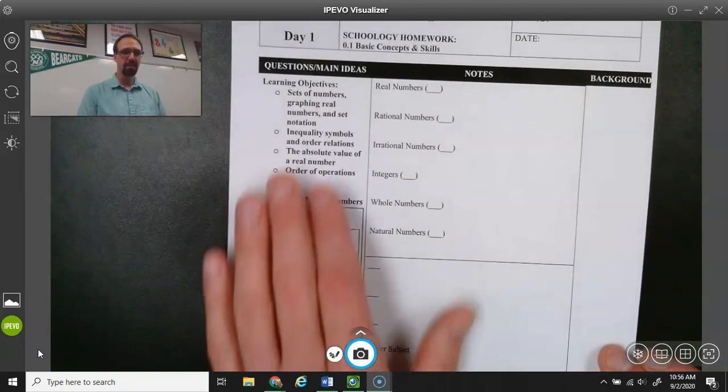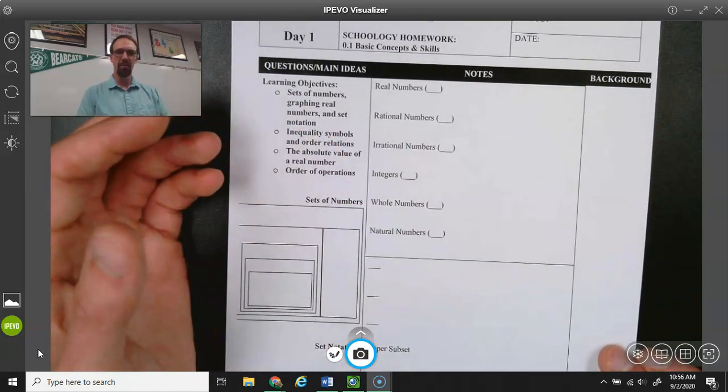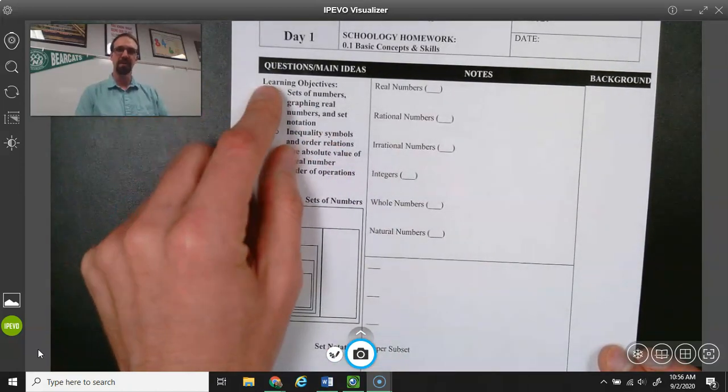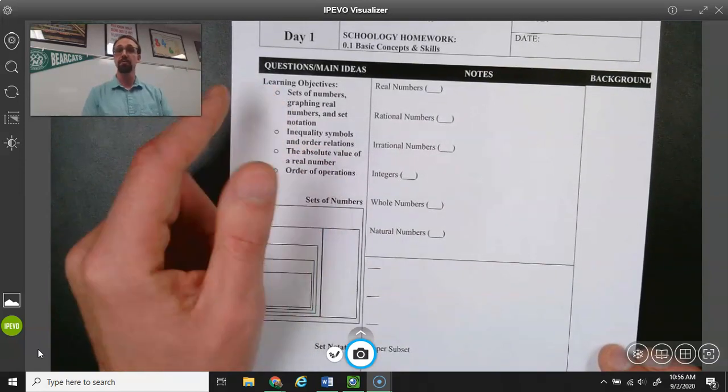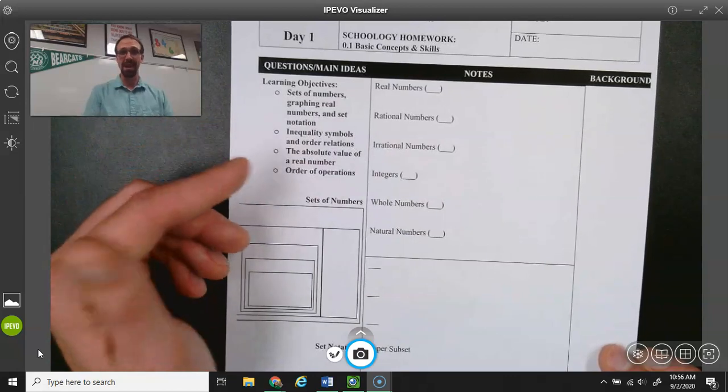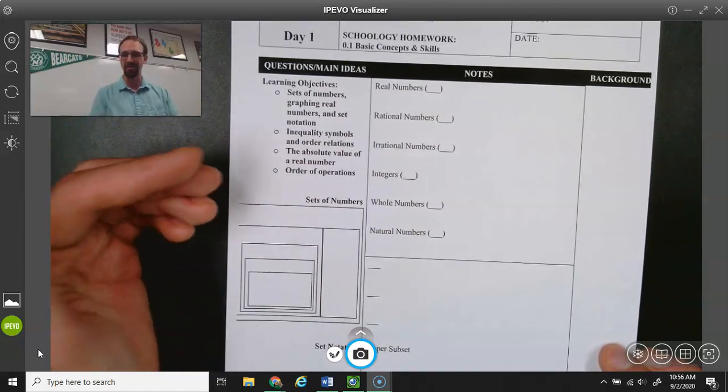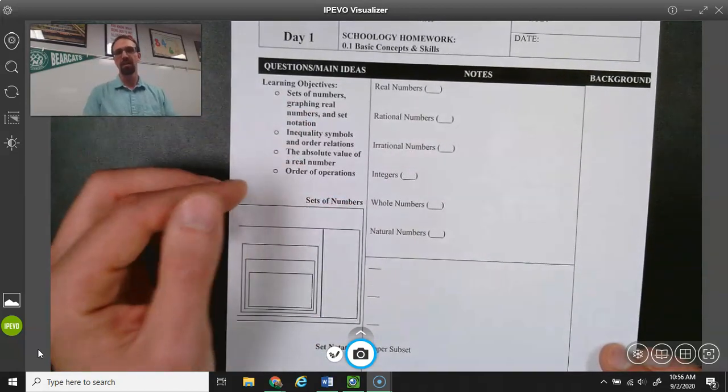Questions, main ideas. Over here on the left-hand side, it's the overarching objective for each part. You see I have learning objectives. Learning objectives are what specifically you should be able to know, do, produce, create, synthesize, all those educational verbs, when we finish the particular set of notes.